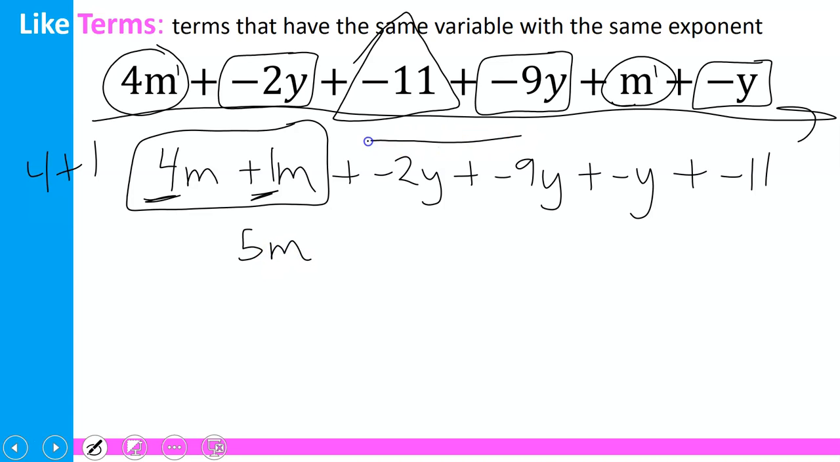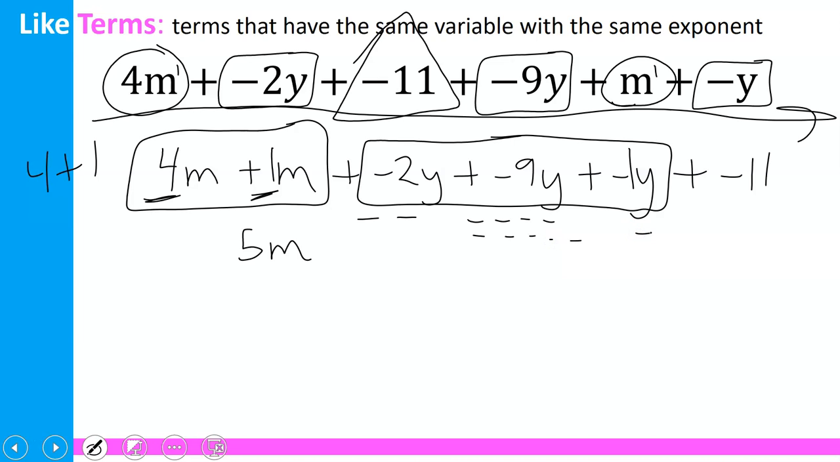Now here we are combining negative 2y plus a negative 9y plus this is actually a negative 1y. So think about it. This is just a bunch of negatives. I have two negatives. I have 1, 2, 3, 4, 5, 6, 7, 8, 9 negatives, and an extra 1 negative. So 9 negatives and 1 negative would be 10 negatives, plus another 2 negatives, that's 12 negatives.